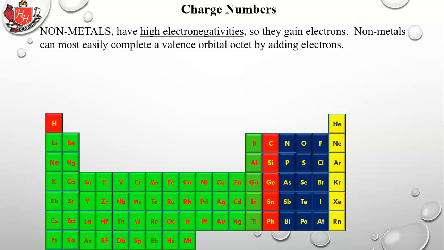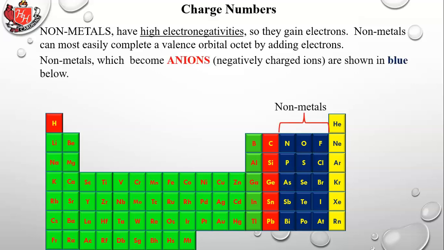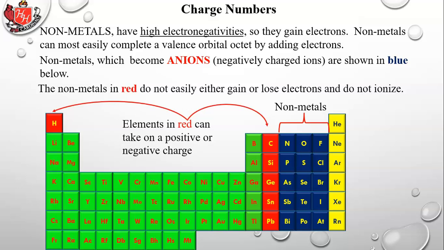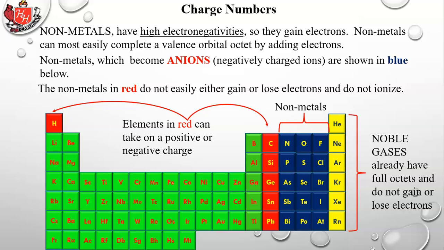Nonmetals have high electronegativities, so they can gain electrons. Nonmetals can most easily complete a valence orbital octet by adding electrons. So nonmetals, which become anions, negatively charged ions, are shown in blue below. The nonmetals in red do not easily either gain or lose electrons, and they do not ionize. Noble gases already have full octets, as we just saw, and do not gain or lose electrons. They're happy. They just want to be just the way they are. They're fine.